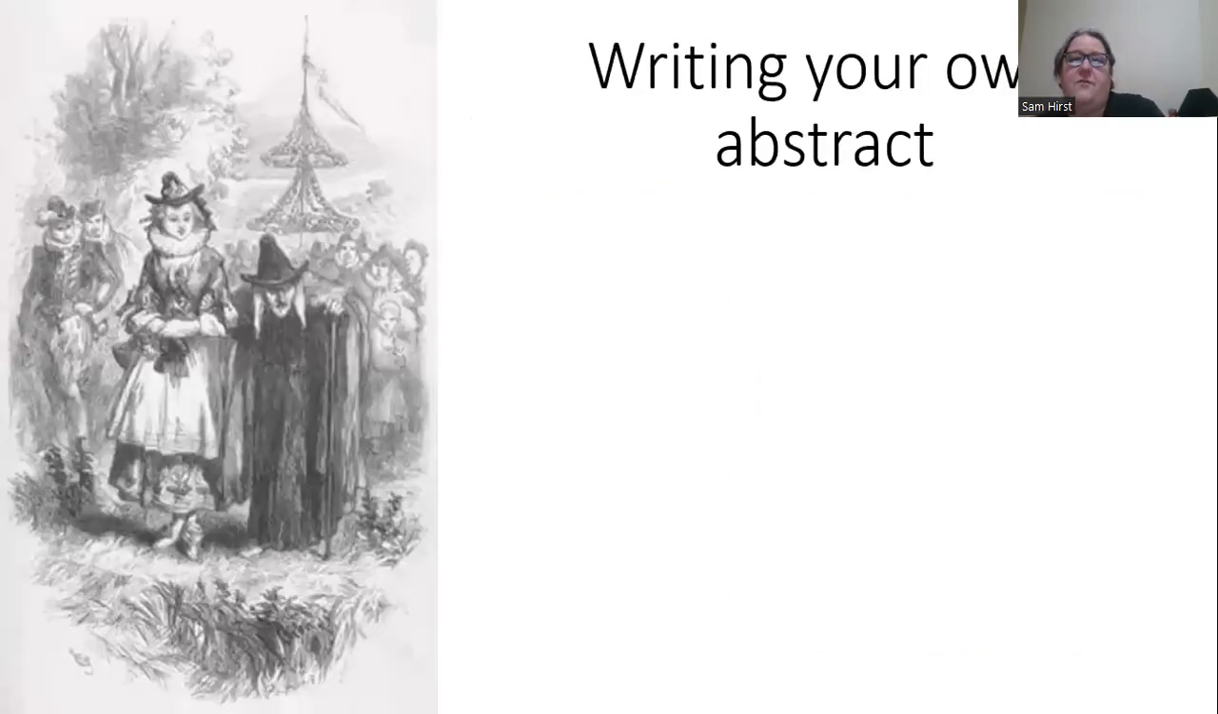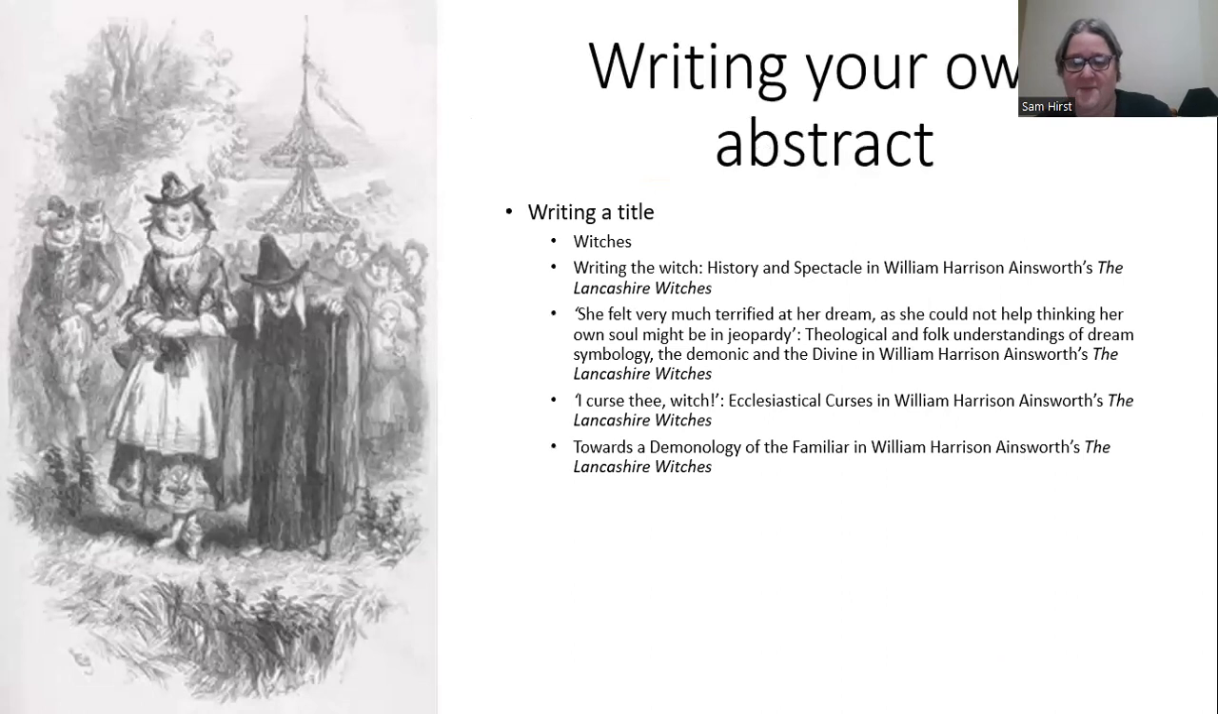Now, one of the things that you want to think about for a conference paper and an abstract is, of course, the title. So when we're writing our own abstract, that's where you're going to start. Now, I've got 4 titles here, and take a second to pause the video and to think about which ones you like the best and which you think are going to make the best impression at a conference.